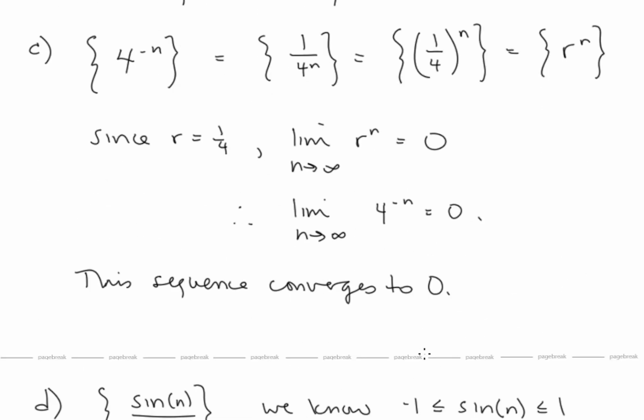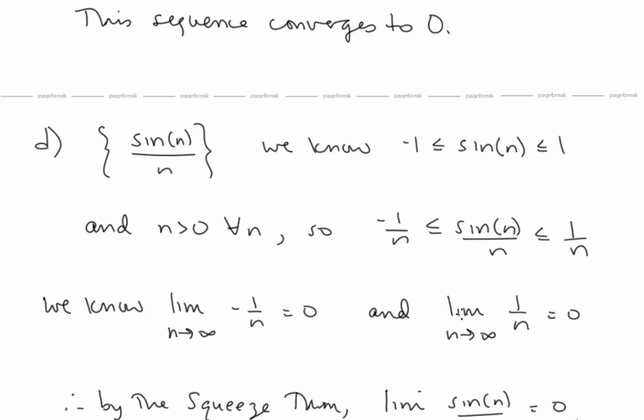Now let's take a look at 4 to the -n. Now we're trying to use the tools that we talked about above, so I'm trying to get this to fit the r to the n formula. So I'm going to first recognize this as 1 over 4 to the n, or (1/4) to the n. Now I have it in the proper form. r is equal to 1/4. Because r is strictly between -1 and 1, we know that the limit is equal to 0, and so this sequence converges to 0.